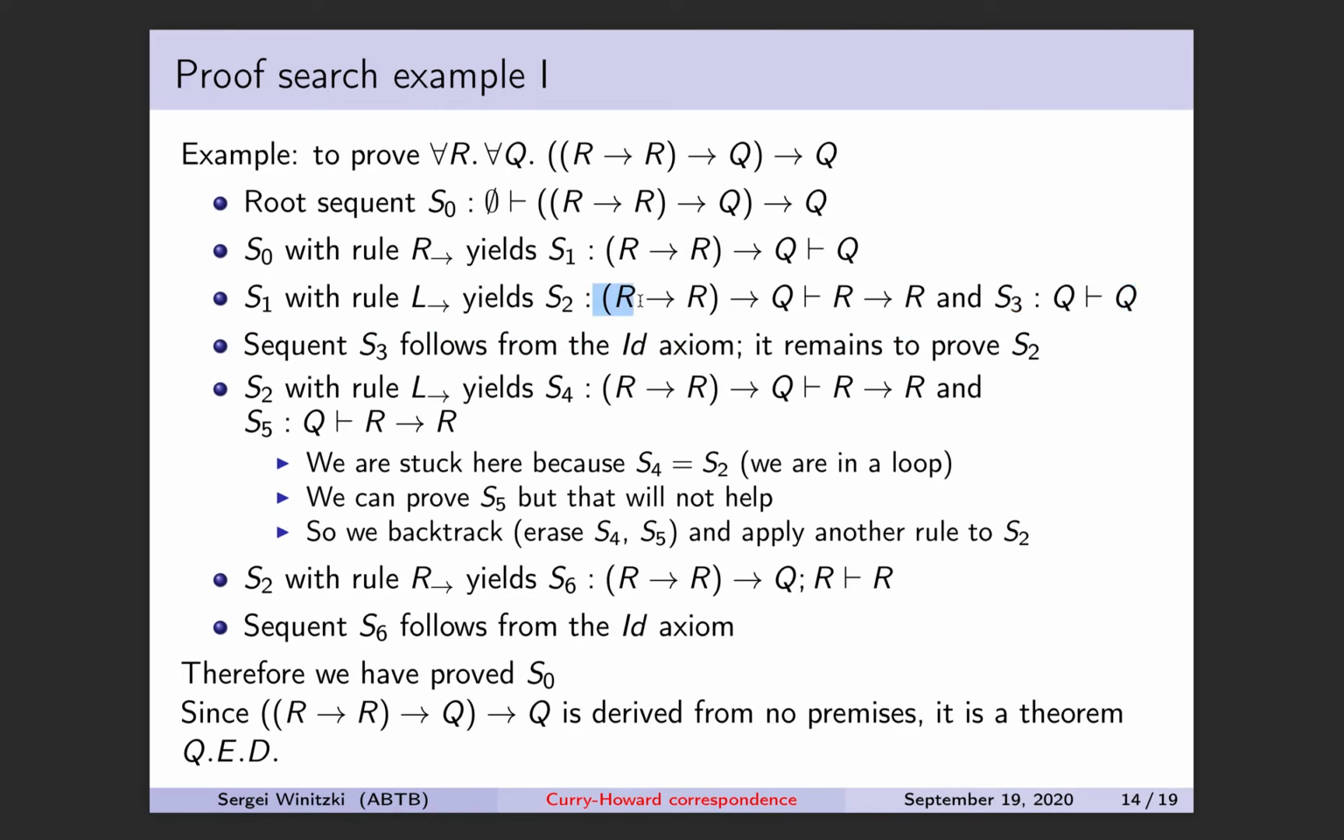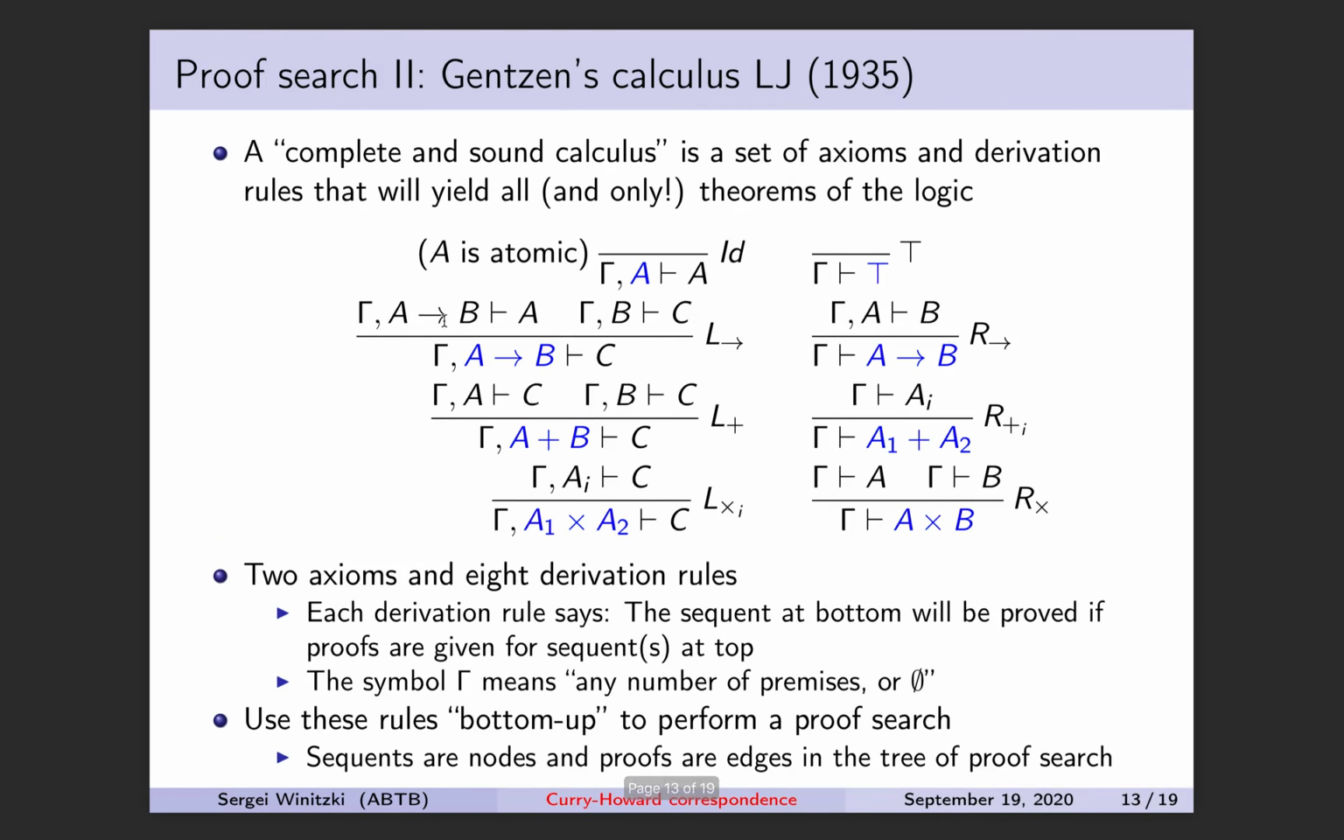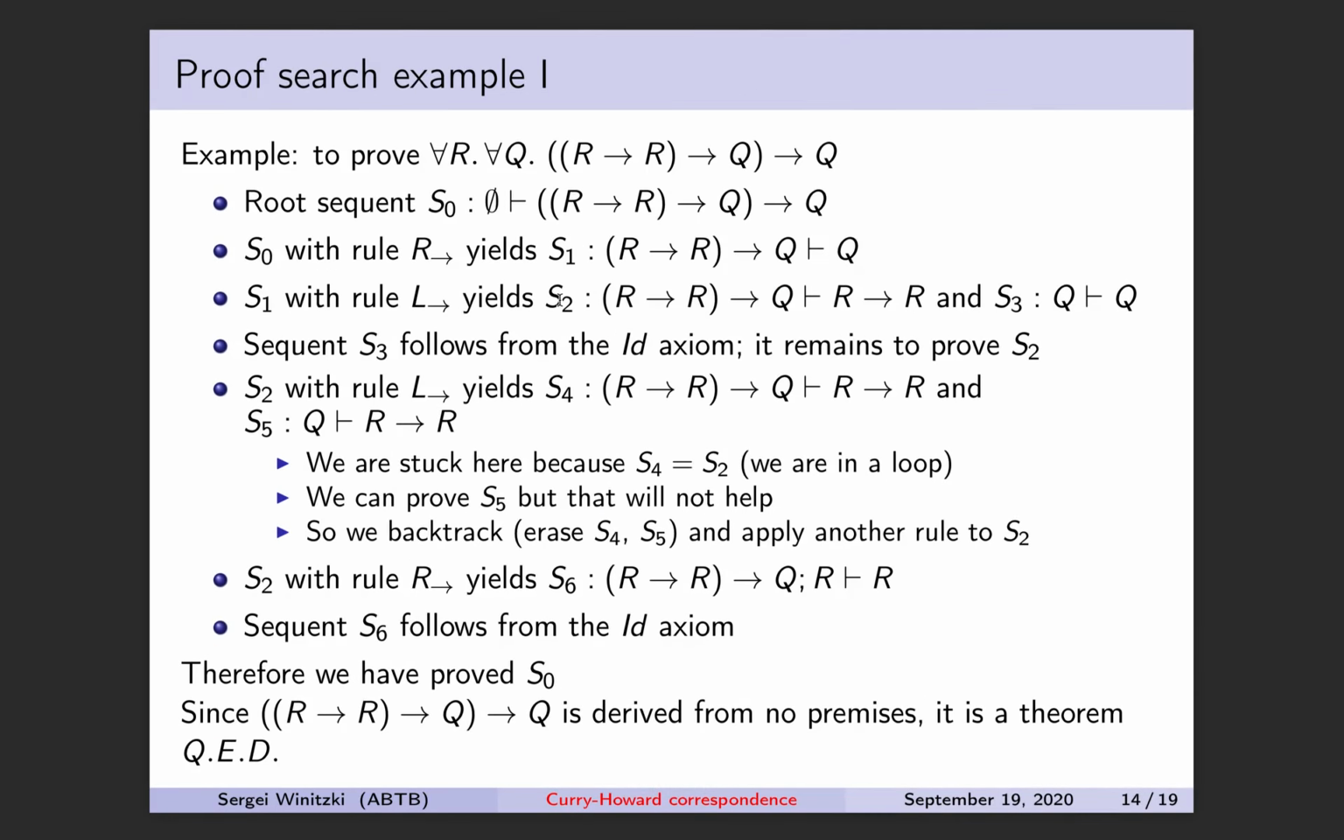That's fine. Now it remains to prove this sequent. Now this sequent has, again, implication on the left. Let's call again this rule. And it gives us again 2 more sequents, which we call S4 and S5. S4 is this, and S5 is this. Now we notice an unpleasant thing. S4 is the same as S2. We are in a loop. We keep trying to prove the same sequent. We'll never finish.